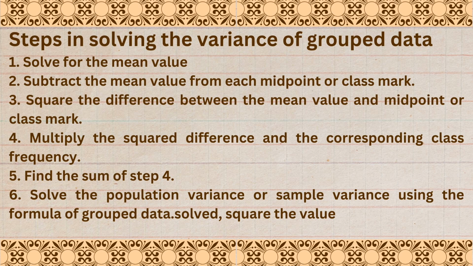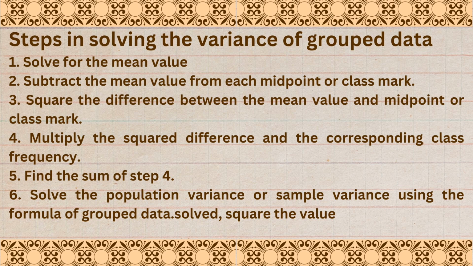Steps in solving the variance of grouped data. Number 1. Solve for the mean value. Number 2. Subtract the mean value from each midpoint or class mark. Number 3. Square the difference between the mean value and the midpoint or class mark. Number 4. Multiply the squared difference and the corresponding class frequency.